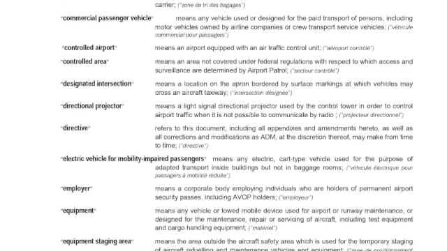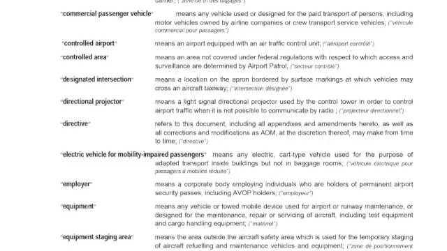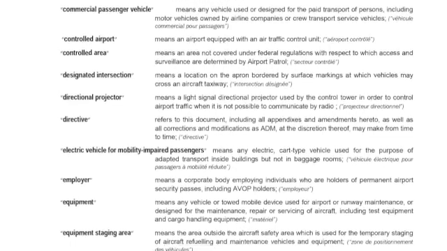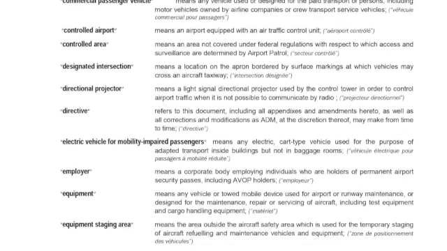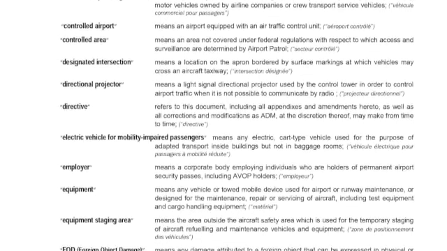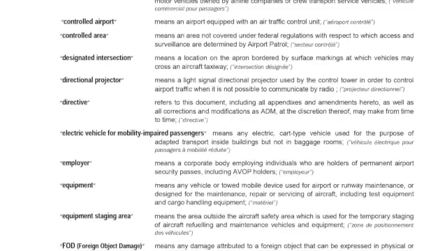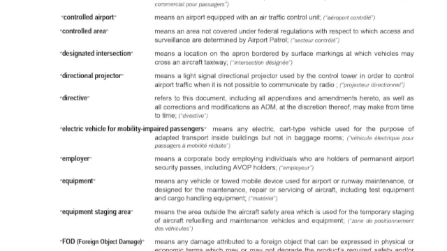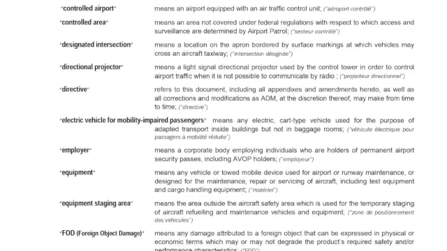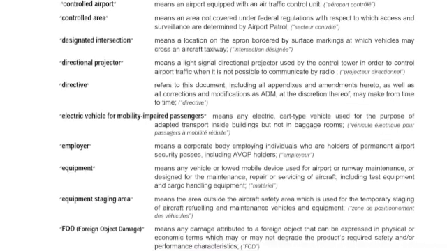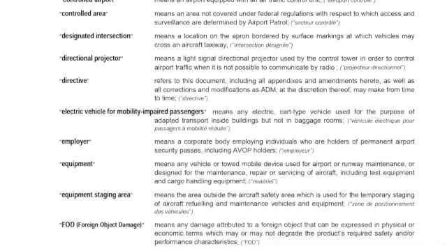Directional projector means a light signal directional projector used by the control tower in order to control airport traffic when it is not possible to communicate by radio. Directive refers to this document, including all appendixes and amendments hereto, as well as all corrections and modifications as ADM, at the discretion thereof, may make from time to time. Electric vehicle for mobility impaired passengers means any electric, cart-type vehicle used for the purpose of adapted transport inside buildings but not in baggage rooms.